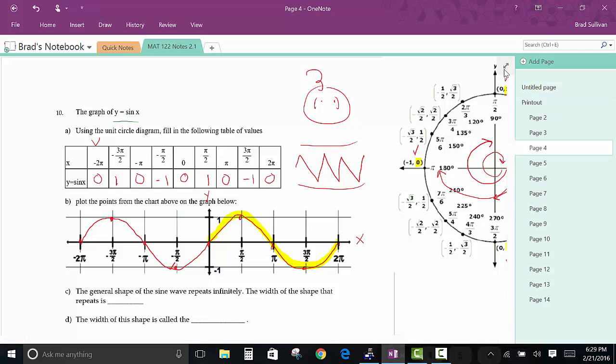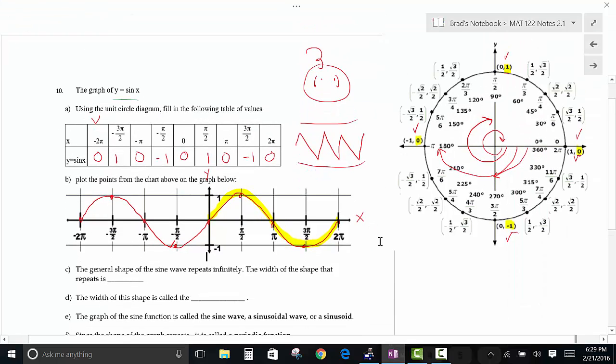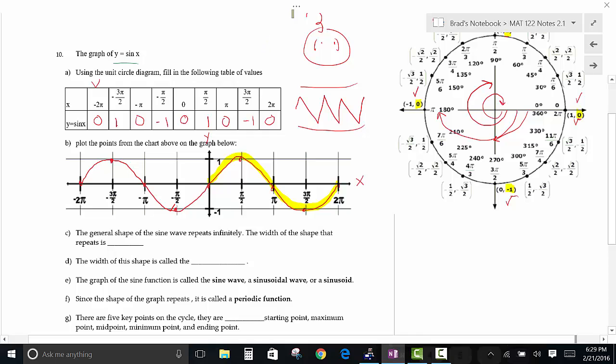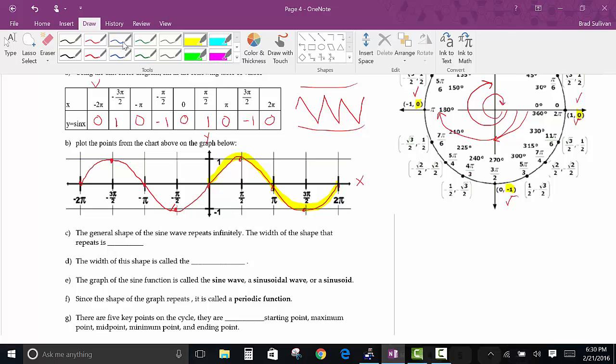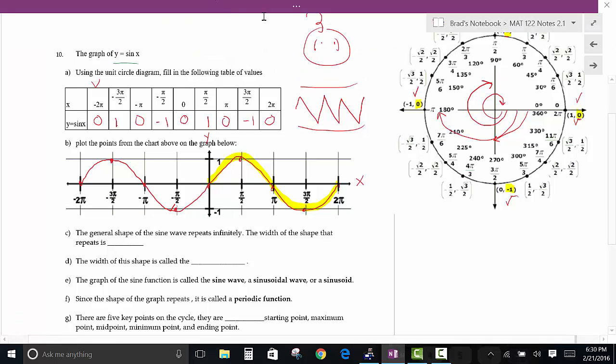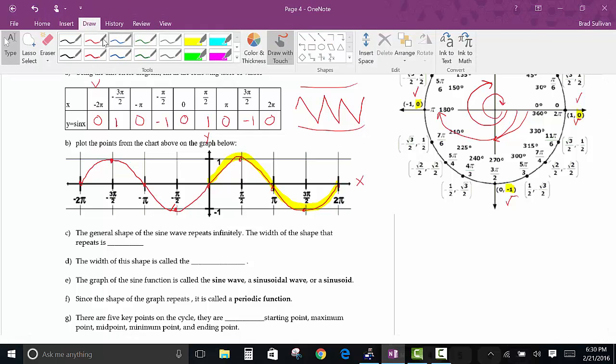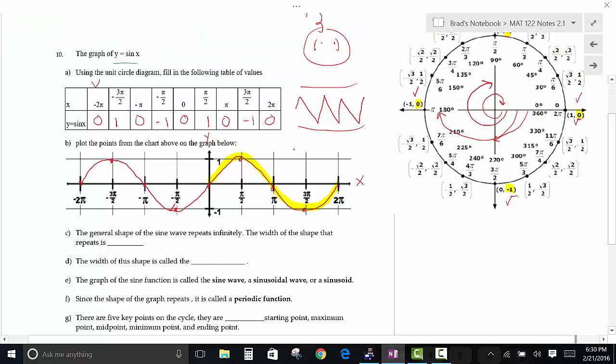Okay, so this is kind of what I want you guys to look at here. In this graph, we have 5 key points. The 5 key points are this point, that's the starting point. This is called the maximum. That's called the midpoint. That's called the minimum, and that's the ending point, like that. So that's 5 key points.